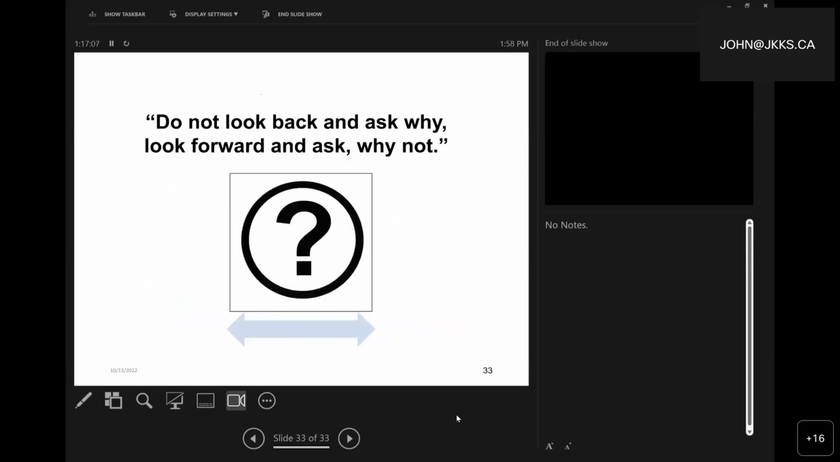So basically, do not look back and ask why, look forward and ask why not. That's how to try to move forward with the rental regimes. I know it's a challenge, and I understand the dynamics, but we need to encourage and provide support to everybody to move in that direction.